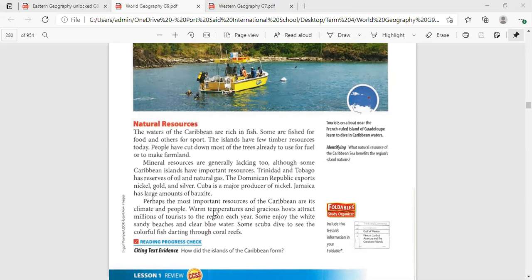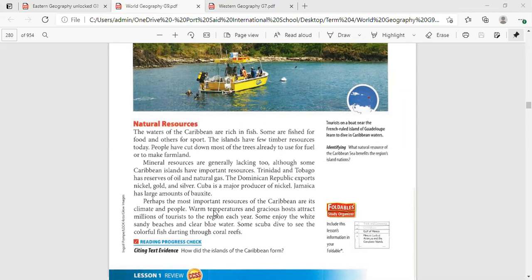Thank you, Ritesh. As you know, like any country, natural resources are very important to enhance the economic activity for the humans who live there. In the Caribbean, mineral resources are generally lacking. They don't have many mineral resources, but you can find some oil reservoirs and some natural gas reservoirs.